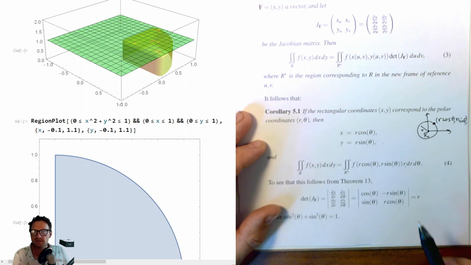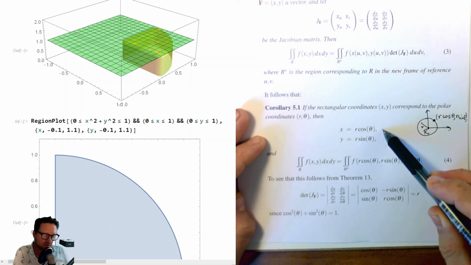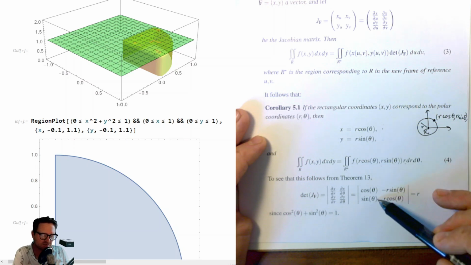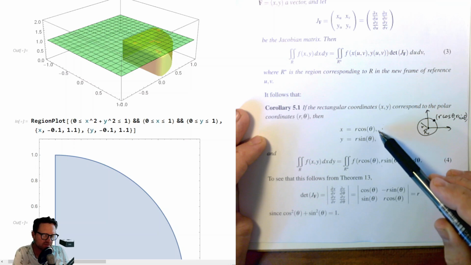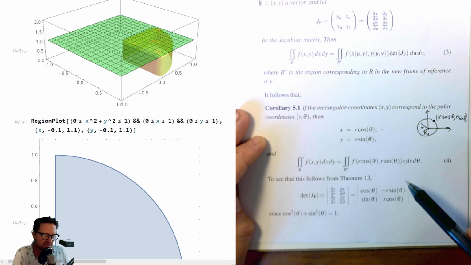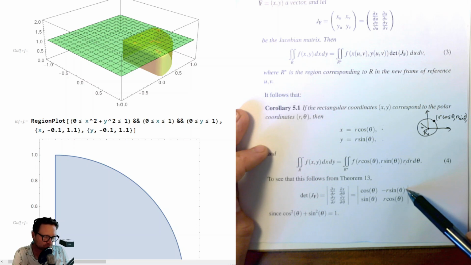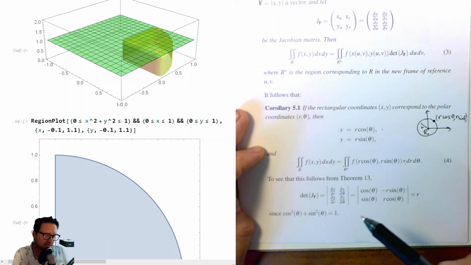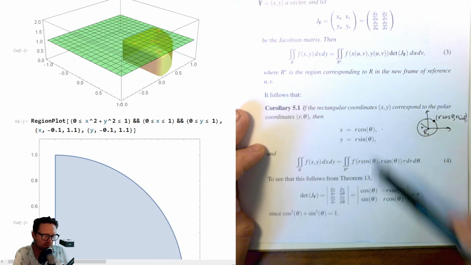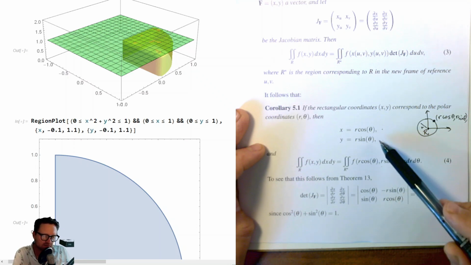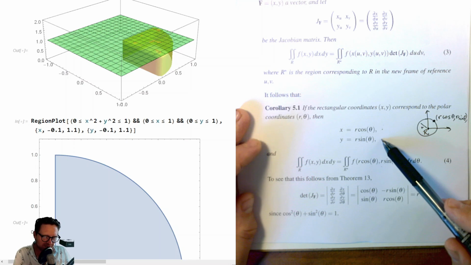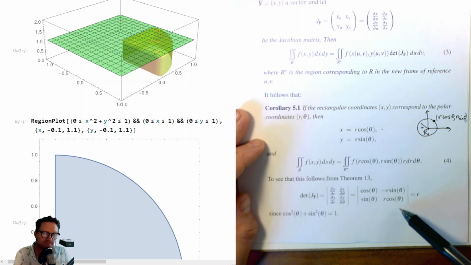So let's have a look. So if x is r cos theta, then the derivative of this with respect to r is cos theta. The derivative of x with respect to theta is minus r sine theta. Okay, now differentiating y with respect to r gives sine theta. Differentiating y with respect to theta gives r cos theta.